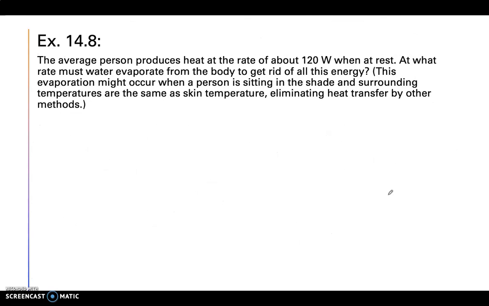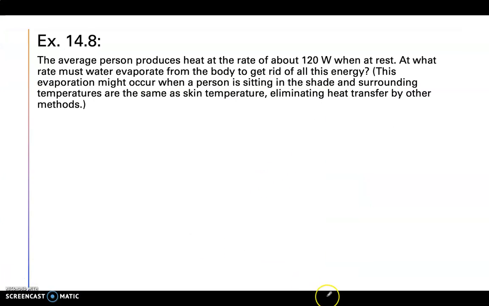All right, let's move on to one more example. Example 14.8 states the average person produces heat at the rate of about 120 watts when at rest. At what rate must water evaporate from the body to get rid of all of this energy? Okay, and so this is that one where I mentioned that you might want to know the latent heat of vaporization of water in the body. So we want to make sure that we understand how to find that.